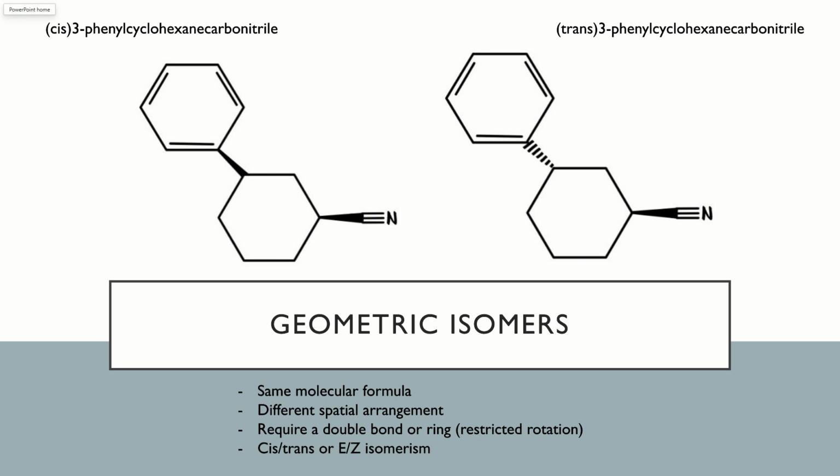Considering the molecule on the left, both groups, the phenyl and the nitrile, are on the same side of the ring. This makes it the cis isomer, whereas the skeletal structure on the right shows the groups are on the opposite sides of the ring, hence the trans isomer.